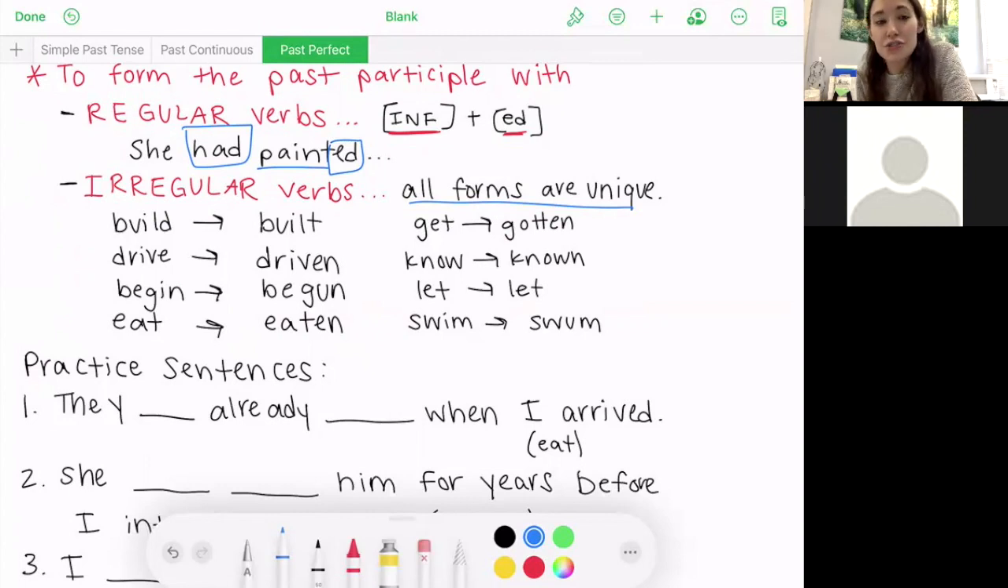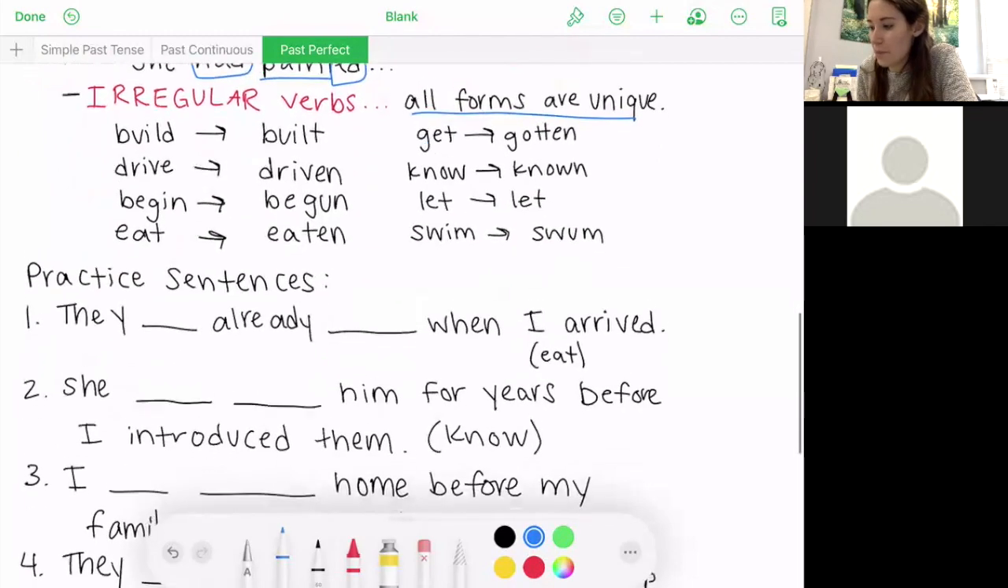Drive changes to driven, begin, begun, eat, eaten, get, gotten. Know changes to known. Let stays the same. Let and let. And then finally the word swim, which would change to swum. I had swum in the lake before.